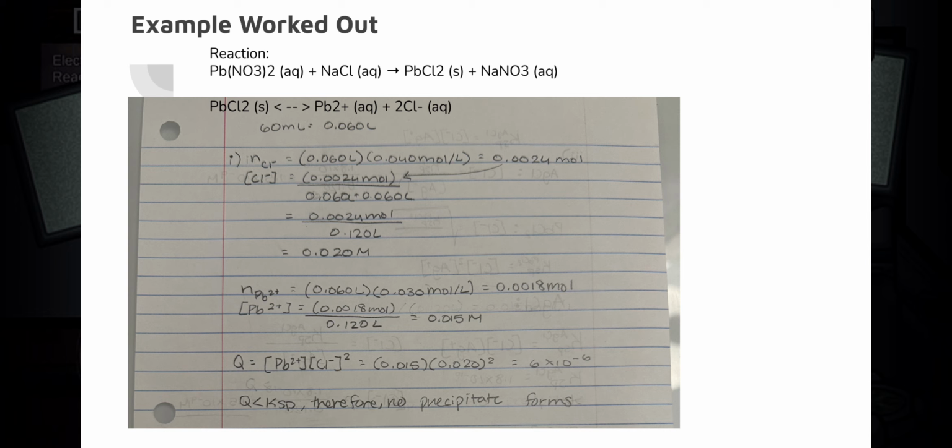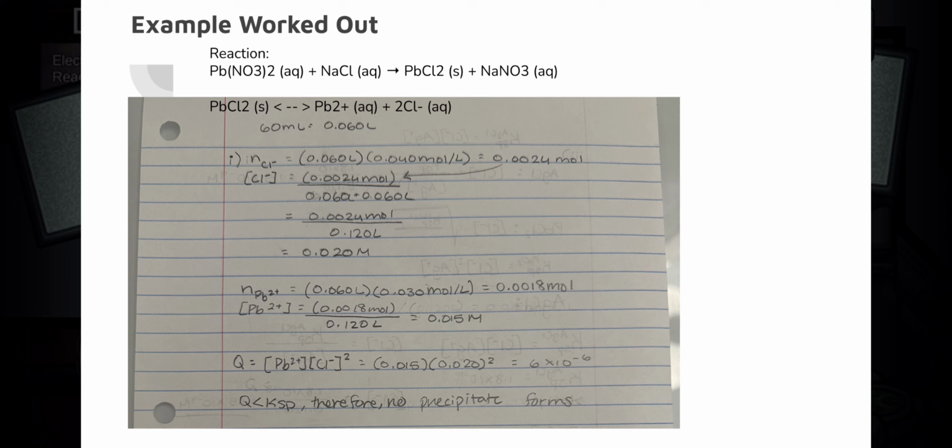Pb(NO3)2, we are able to multiply the volume and molarity for each compound to find the mole amount. Multiplying these gives us 0.0024 moles of Cl minus, since we added 60 milliliters of each solution. The total volume present in the solution is 120 milliliters, or 0.120 liters. To find the concentration of Cl minus, we divide the moles by liters to get 0.020 molarity. Doing the same for Pb2 plus, multiplying liters by molarity, we find that there are 0.0018 moles of Pb2 plus in solution. Dividing that by 0.120 liters, we get a concentration of 0.015 molarity for Pb2 plus.